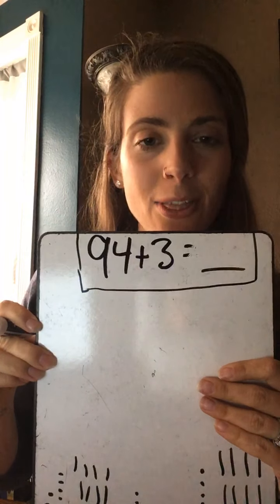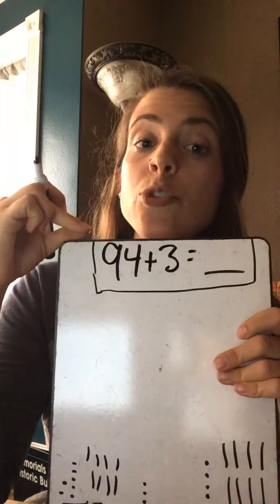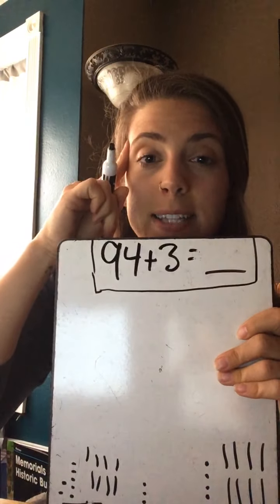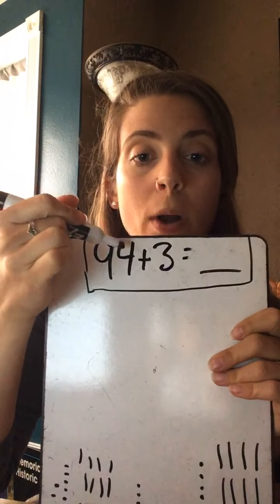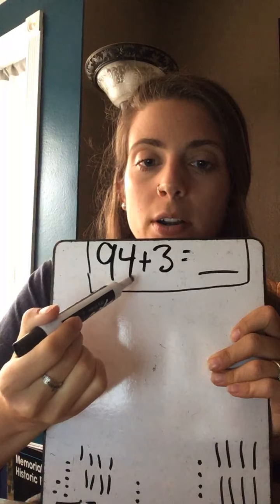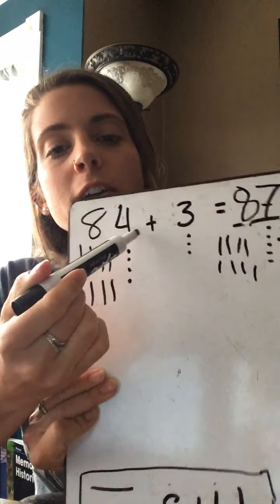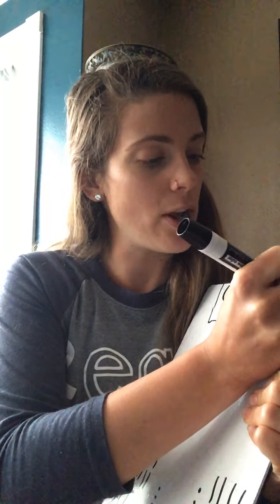94 plus 3. Now, this is our challenge problem that we were going to solve. We have our two ways we can solve it. We can count on, so we can put 94 in our heads and count on, or we can look at our ones and our tens. So let's go ahead and look at our ones first. 4 and 3. What is 4 plus 3? We solved it over here. 4 plus 3 is 7. So we know 4 plus 3 is 7.